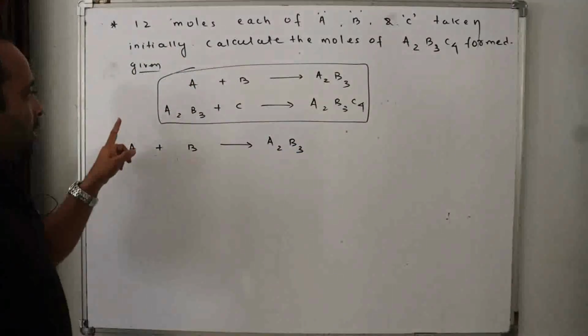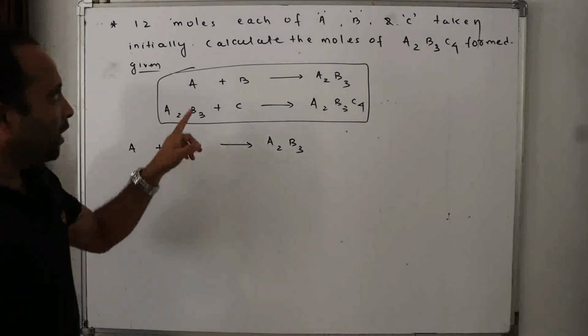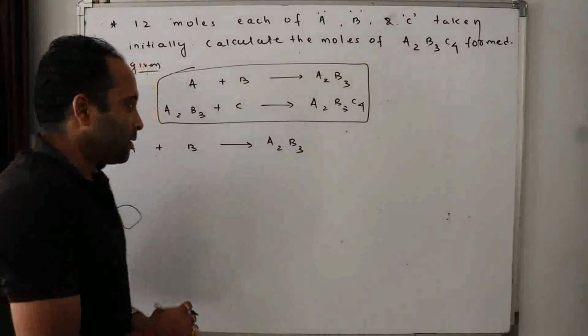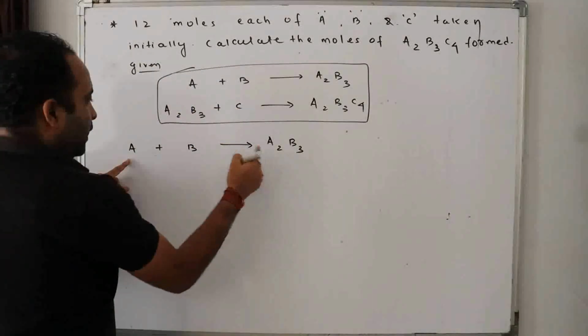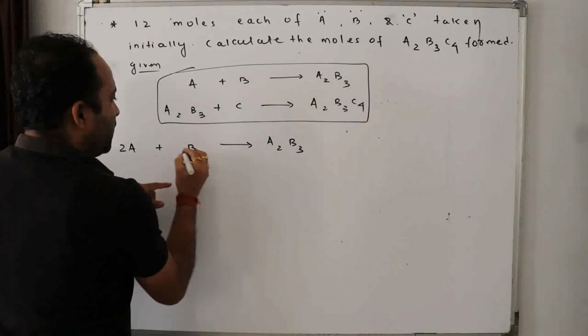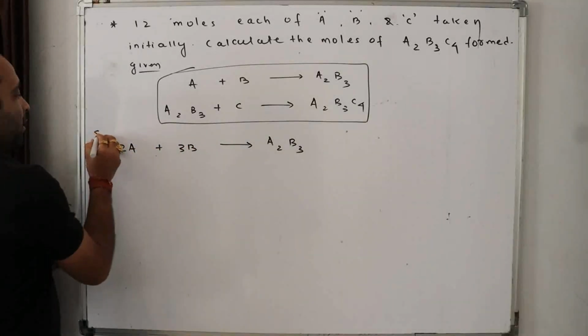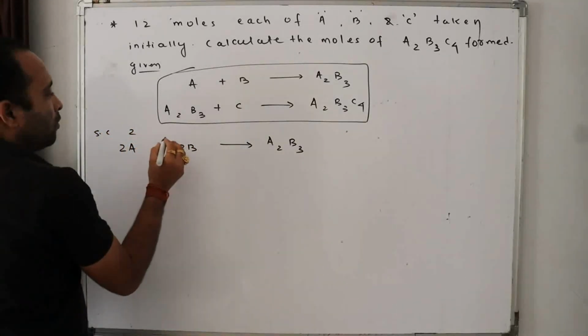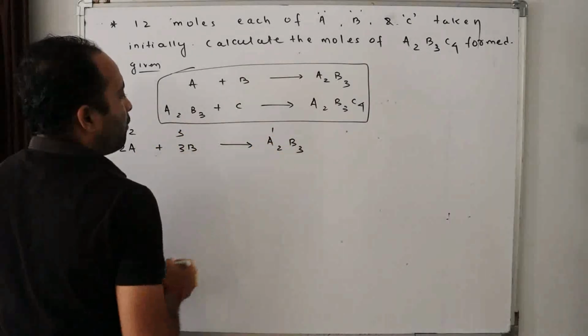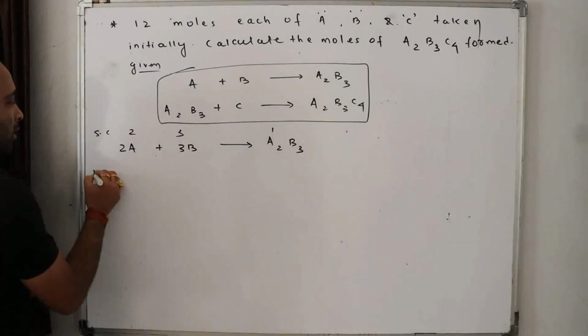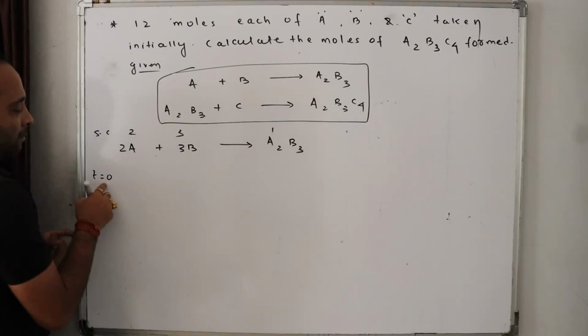In this case, first of all, we have to balance the equation in order to apply the mole-mole analysis. How to balance the equation? A2 just means 2A, B3, 3B. What is the stoichiometric coefficient here? 2, 3, 1. Now, what is the initial mole taken at time t equal to 0?